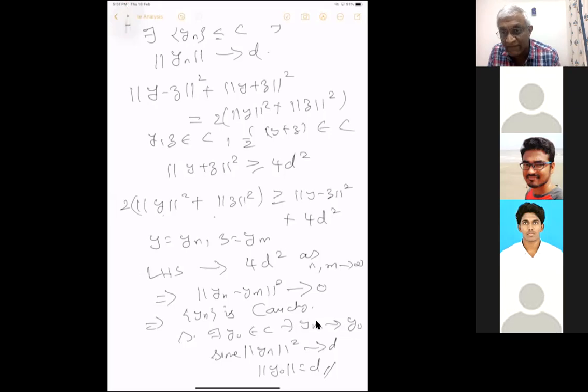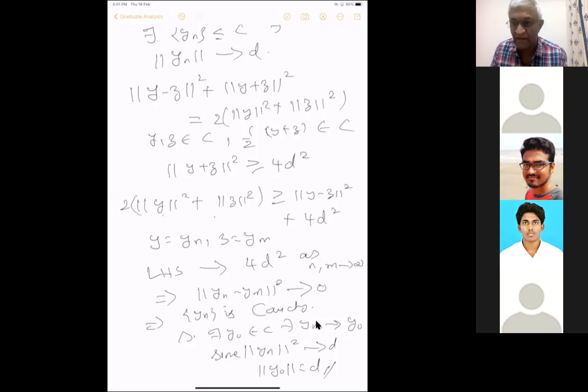So this is okay. The left hand side goes to 4D square. Norm Yn square goes to D square. Norm Ym square goes to D square. So if I assume Y and Z are Yn and Ym, they will go to D square plus D square, 2D square, and 2 times 2D square is 4D square. So the 4D square cancels. Whatever the remaining thing is should go to 0, which is just Yn minus Ym whole square.